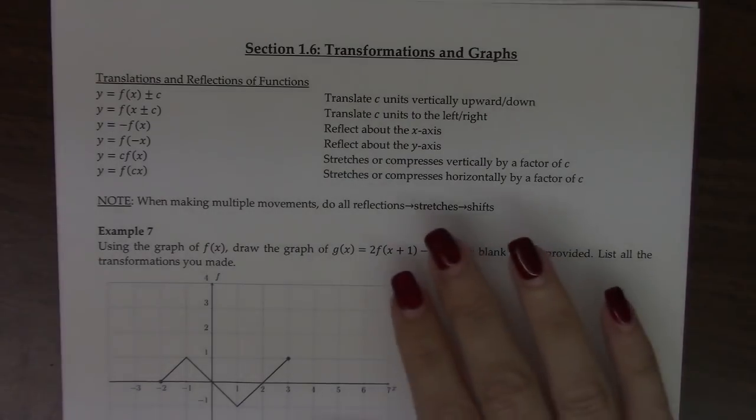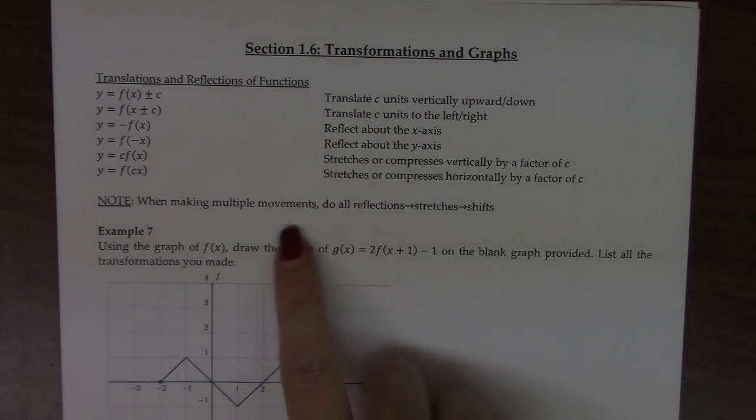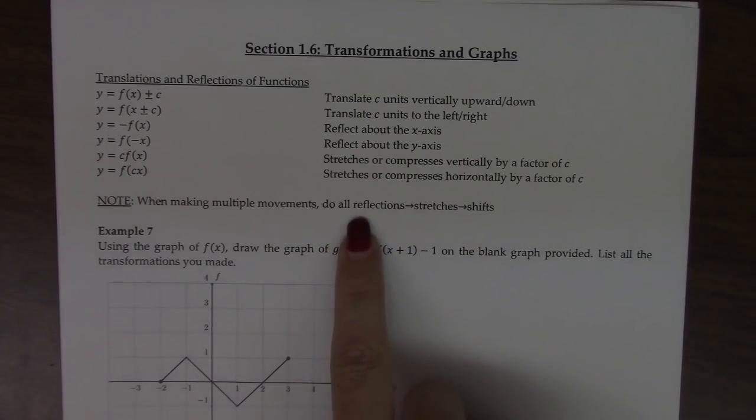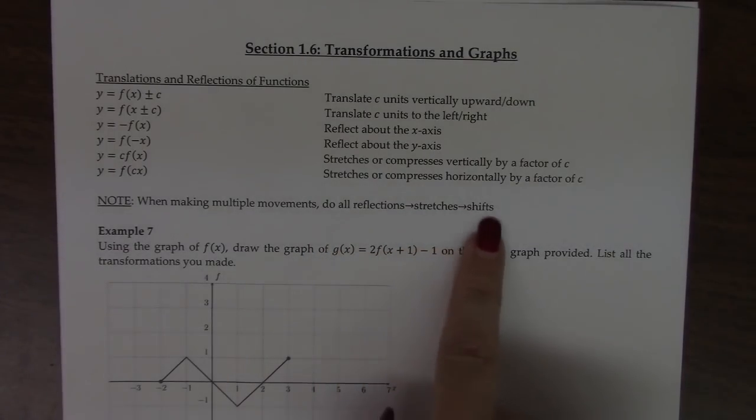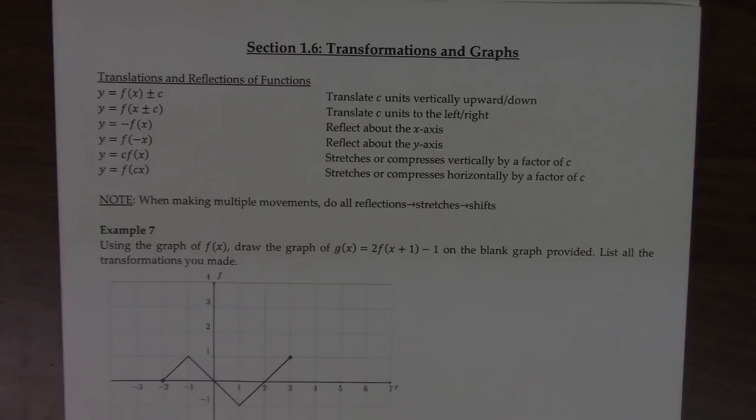Know that when we ask you to do multiple movements in a specific order, like on a list, then you do them in that order. But if we just say make all of these moves, or you see an equation where several moves have been made, there is an order of operations to make sure the graph ends up in the desired place. The order is: do all the reflections first, then all the stretches, then all the shifts. The only exception is if we specifically say to do them in a different order, one thing, then another, then another.